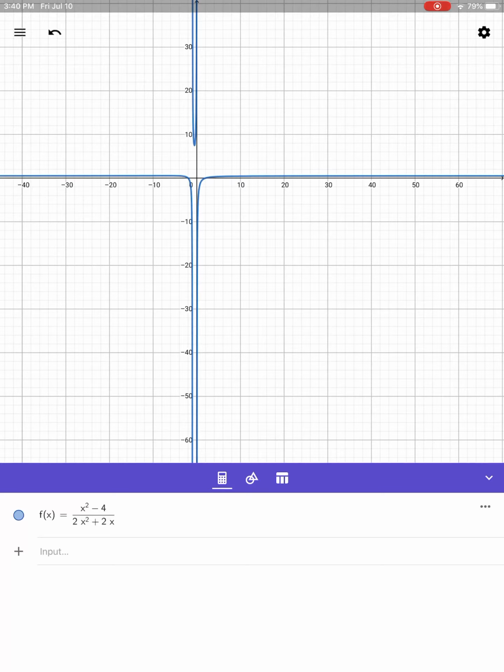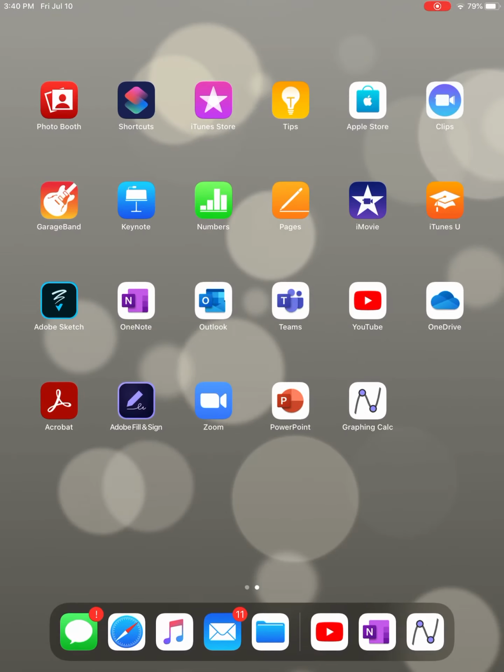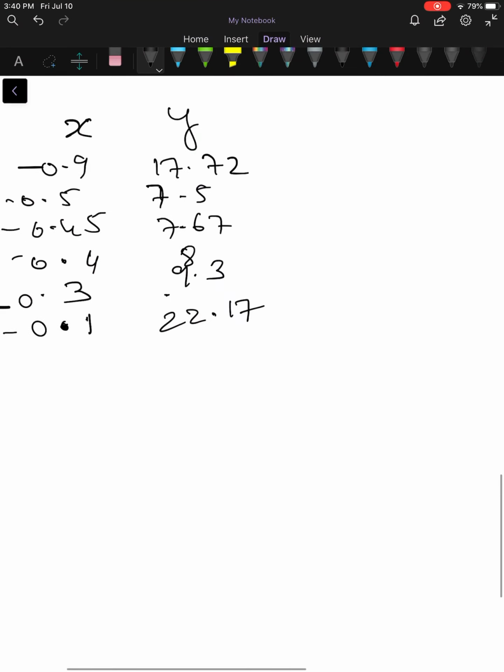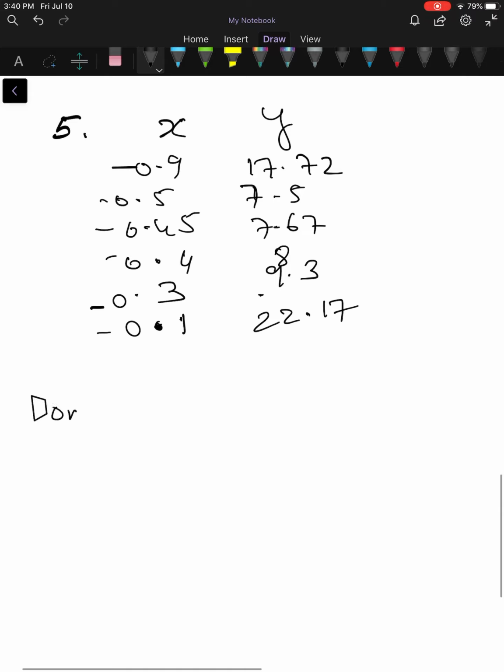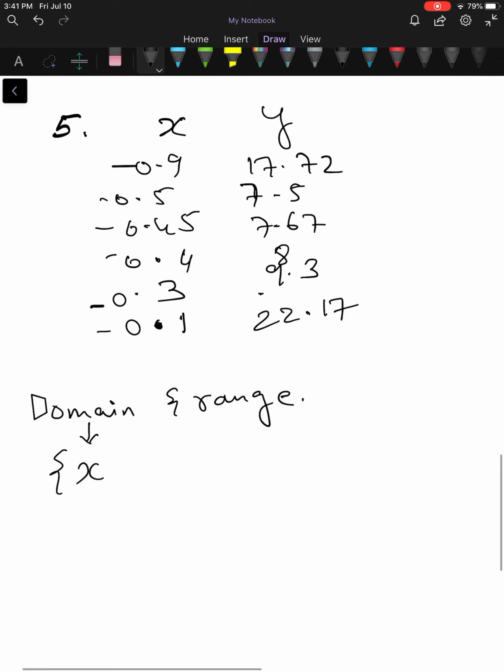Okay, so now we have to calculate the domain and the range. You are asked to do that. So, domain and range. Domain is nothing but all the permissible values of x, right? So you cannot have the denominator be 0. So you are eliminating the zeros of the denominator, which are 0 and -1. So the domain is x such that x not equal to 0 and x not equal to -1.